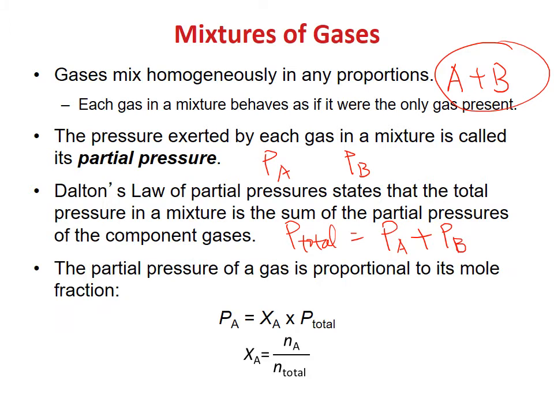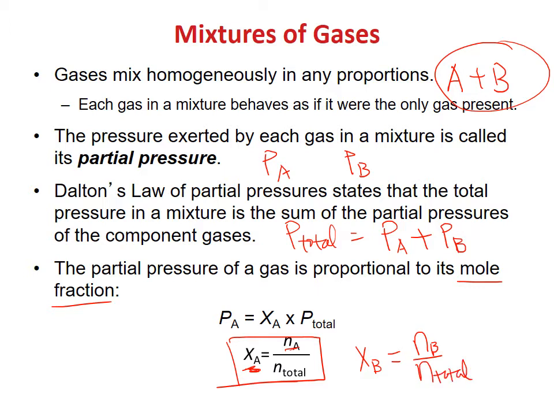The partial pressure of a gas is proportional to its mole fraction. Mole fraction is defined as the number of moles of a particular gas divided by the total number of moles. So XA, the mole fraction of A, is the number of moles of A, Na, divided by the total number of moles. And the mole fraction of B will be Nb, the number of moles of B, divided by the total number of moles. And obviously, XA plus XB is 1. So the mole fractions of A and B added together is 1.